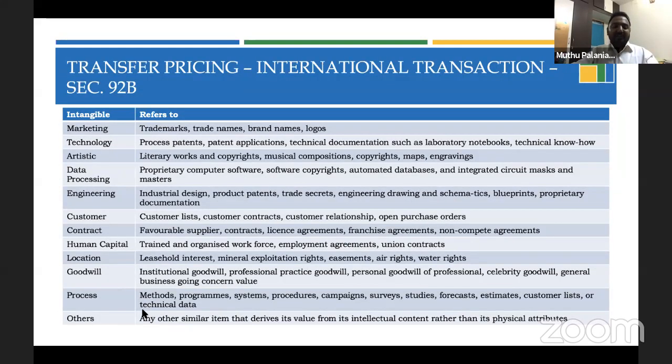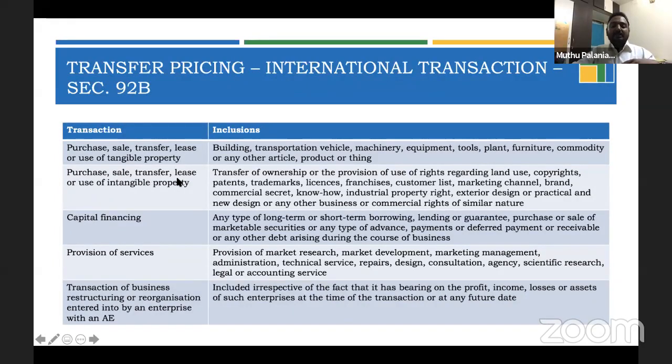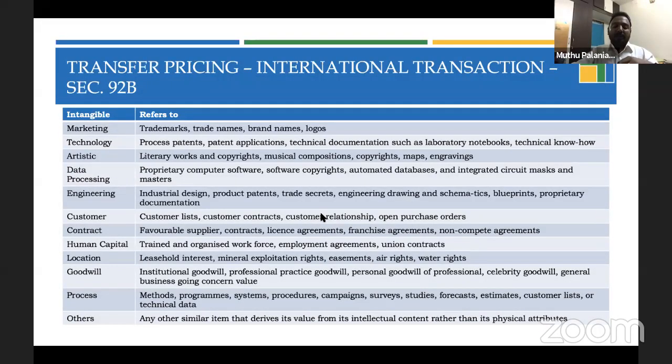Each of them has been defined independently. What is marketing? What is technology? If you see, even human capital is listed as an intangible. These are the list of intangibles: contract list, customer list, any human capital, any location, mineral rights, water rights, all of this could be called an intangible. Even the process, any surveys, any studies, so everything. If you see, the list is so wide that anything and everything could be listed under purchase, sale, transfer, lease, or use of intangible property. It could also relate to all intangible property transactions.